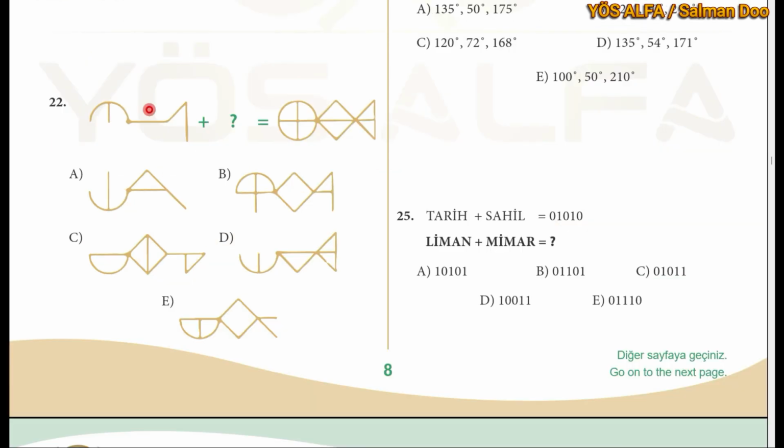Number 22. In order to have such shape, this shape is going to be merged with which one of the following? So since we have this one already here, what we're missing is this one. So when we take a look at this, the only choice with this is E. So the answer is E.